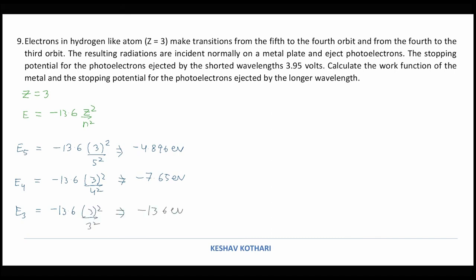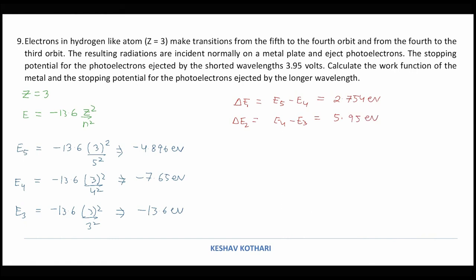13.6 electron volt. Now if I calculate the energy involved in transition, the delta E can be calculated by subtracting the values E5 and E4, and we obtain the value equal to 2.754 electron volt. The other transition is from E4 to E3, and this value can be calculated as 5.95 electron volt.